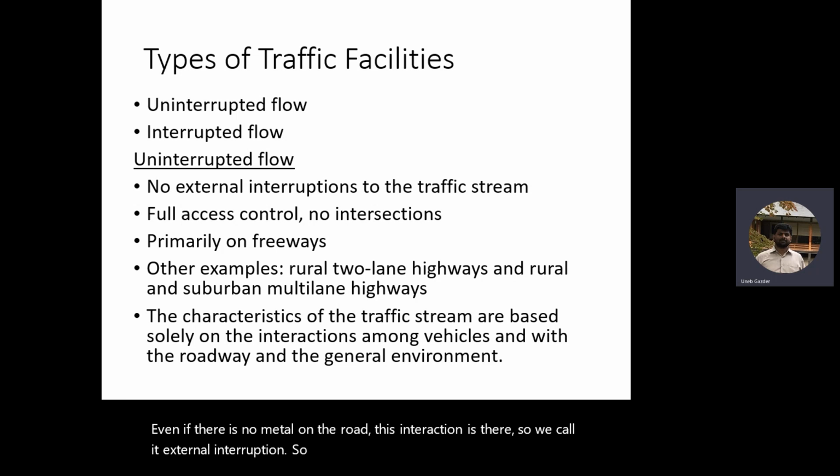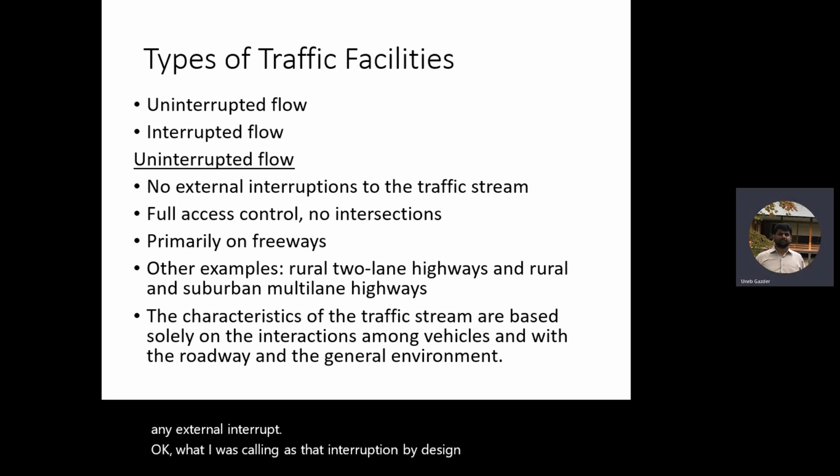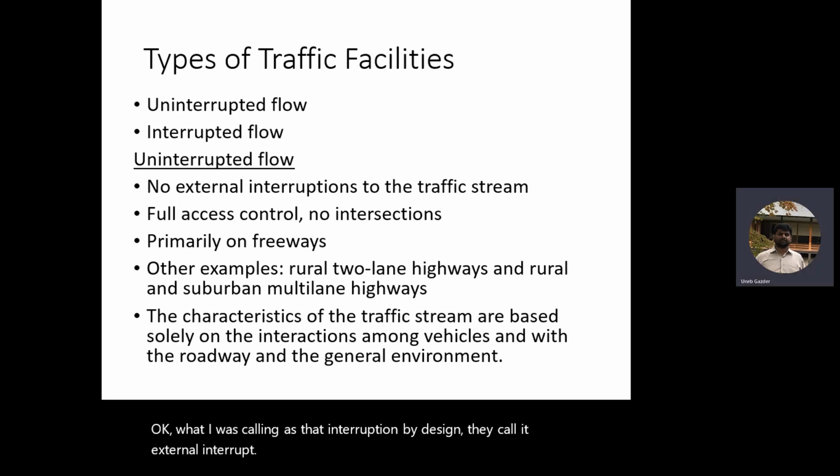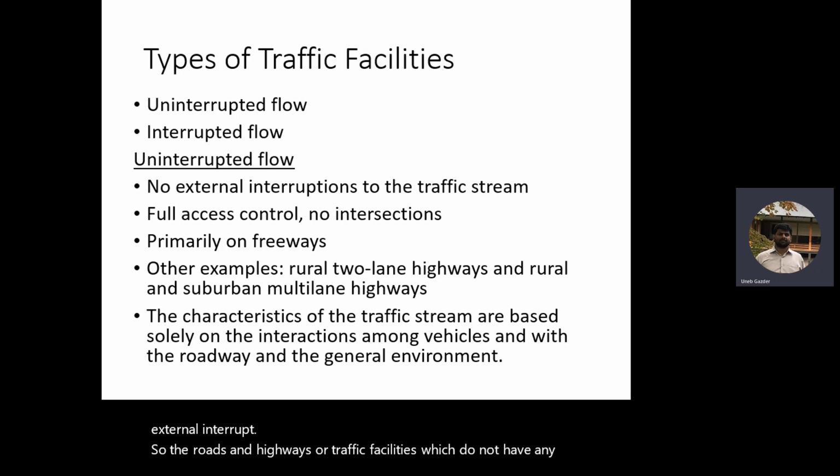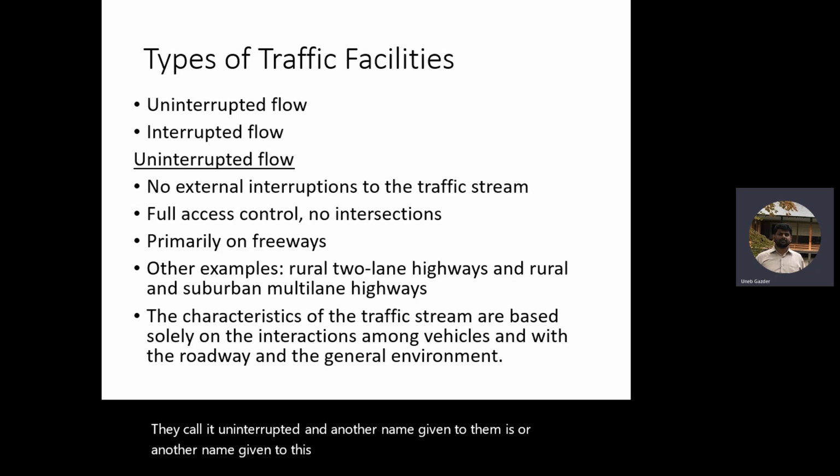So uninterrupted flow facility does not have any external interruption. Okay, what I was calling as that interruption by design, we call it external interruption. So the roads and highways or traffic facilities which do not have any interruptions, they call it uninterrupted, and another name given to this condition is full access control. Another name, when you have uninterrupted flow, another name given to this condition is full access control.